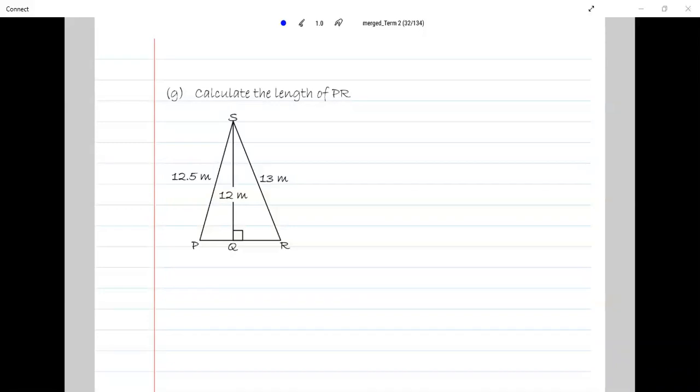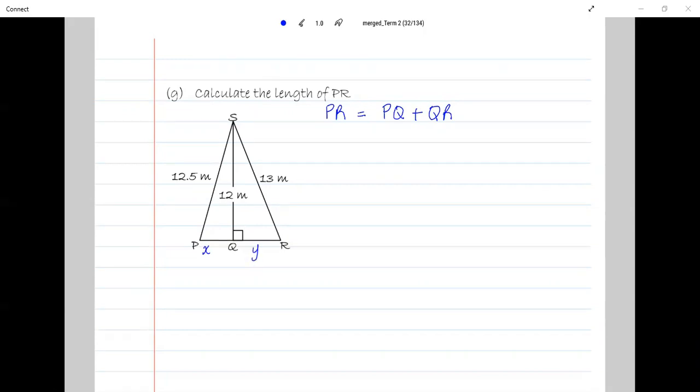So this is G. In G, we're asked to calculate the length of PR. This is how I would start out. I would start out by saying that PR is equal to PQ plus QR. PQ I would call X, and PR I would call Y.